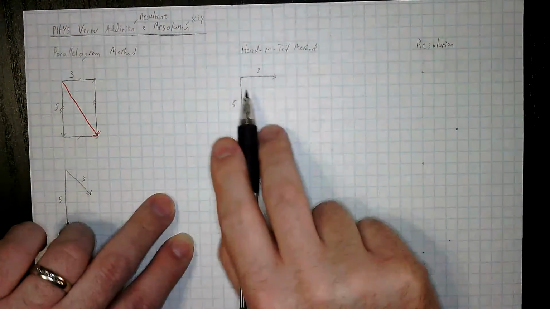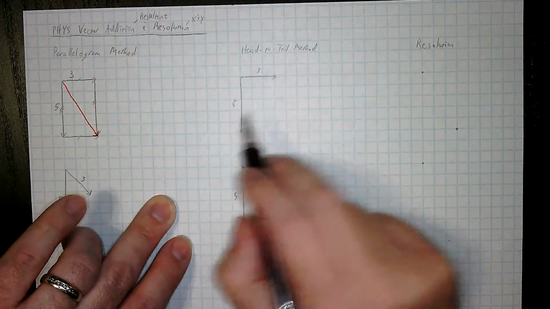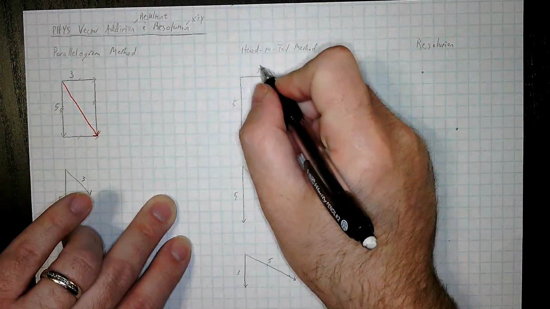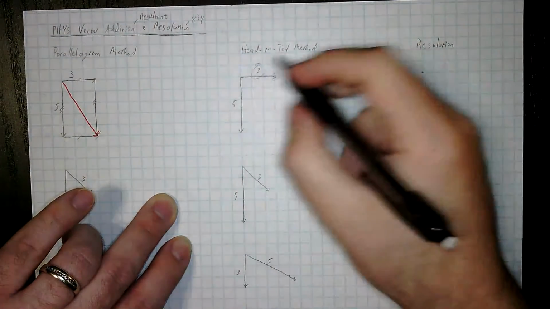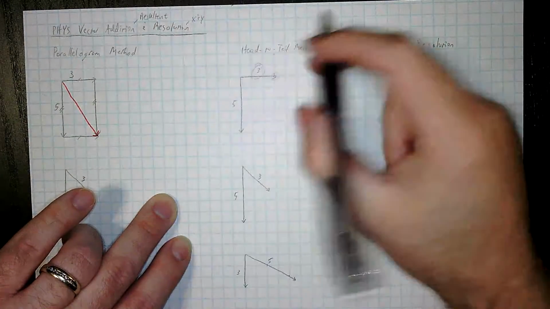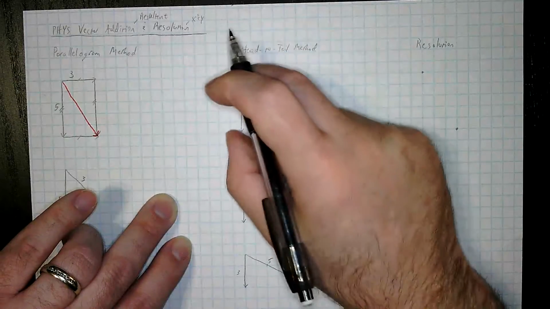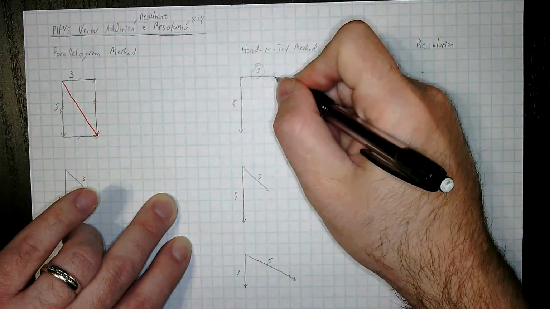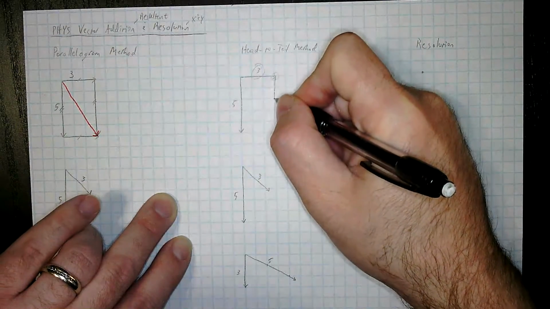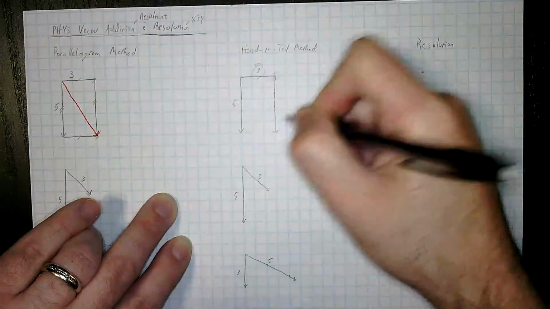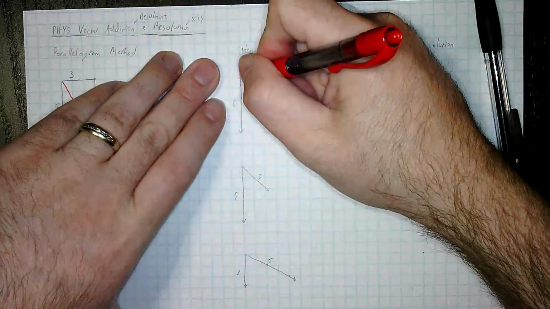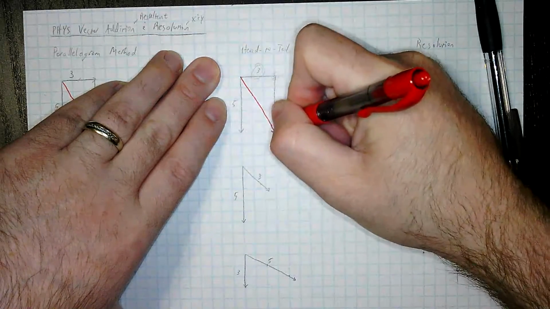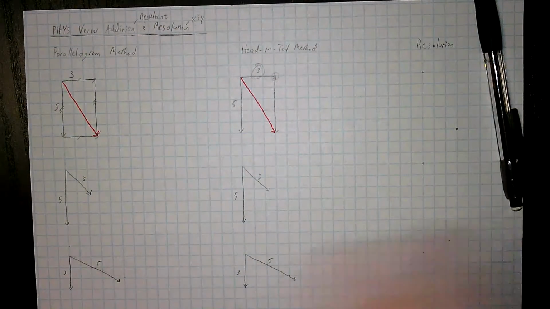For the head-to-tail method, we pick one arrow, and it doesn't matter which one we pick, but I'm going to pick this one here to be our first arrow. Then we go to the head of it, and we attach the second one's tail to it. So I'm just going to take this one over here, and then my resultant is simply the diagonal line there.